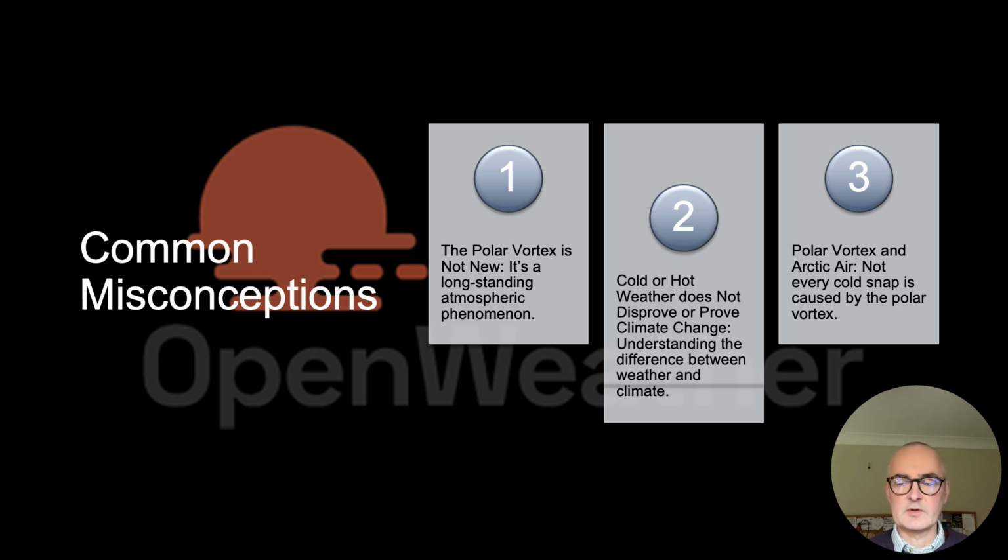Finally, it's important to note that not every cold snap is due to a polar vortex disruption. Arctic air can move southward for various reasons, and while the polar vortex is one factor, it's not the sole cause of all cold weather events.